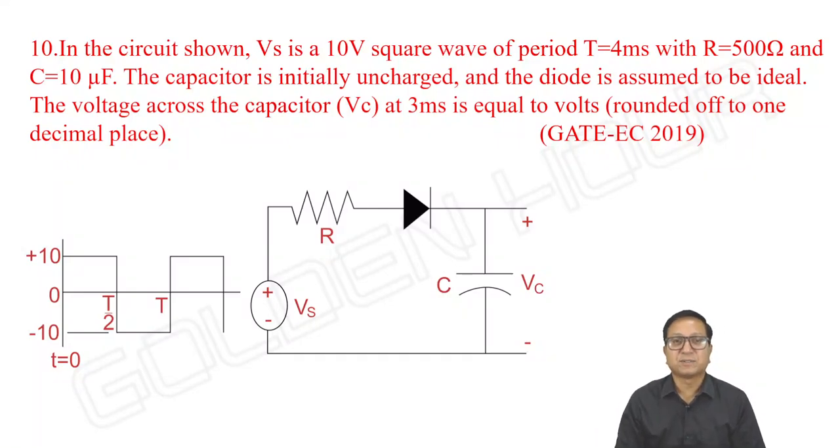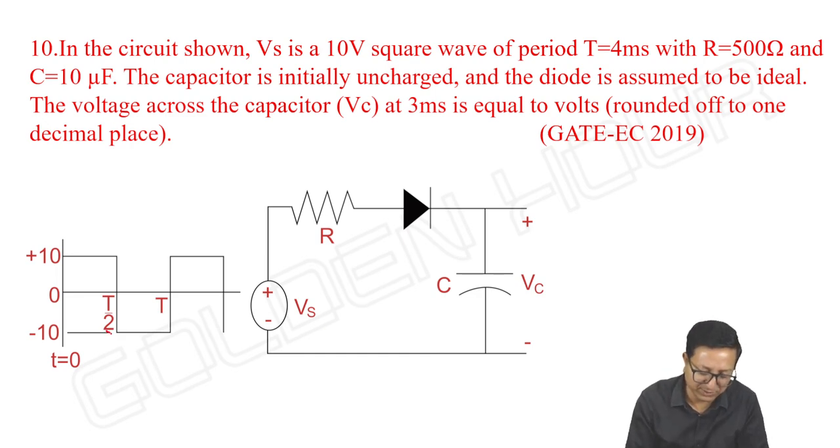In the circuit shown, Vs is a 10 volts square wave of period T equal to 4 milliseconds with R equal to 500 ohms and C equal to 10 microfarad. The capacitor is initially uncharged and the diode is assumed to be ideal. The voltage across the capacitor Vc at 3 milliseconds is equal to, rounded off to 1 decimal place. It's a very simple question actually.